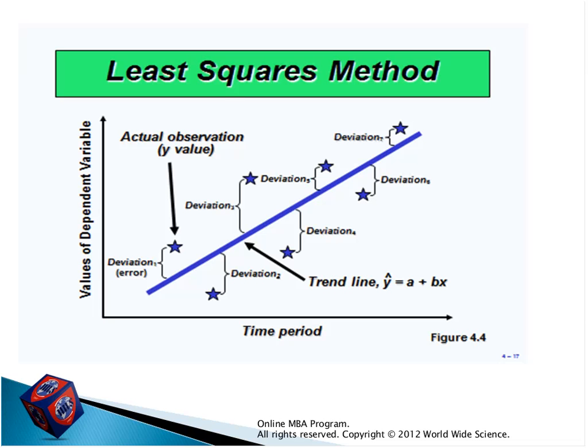But you can see there is a little error. Error means the deviation. For example, this line means your forecast, and the star point means the real demand from last month or last year. Now you want to forecast the future by calculating this line.